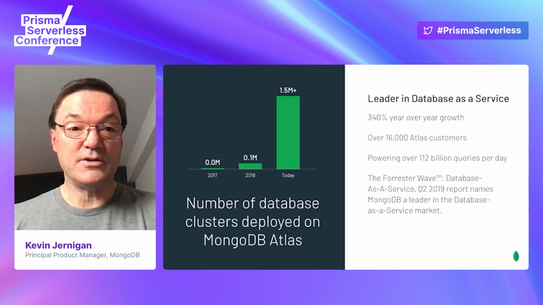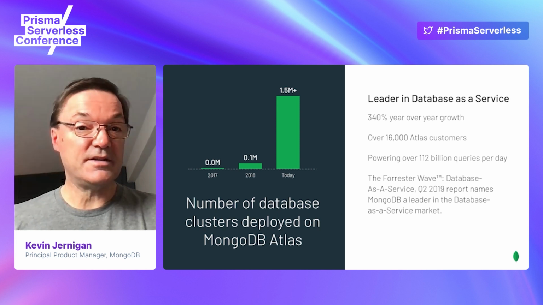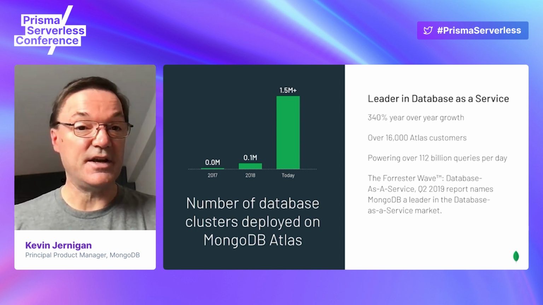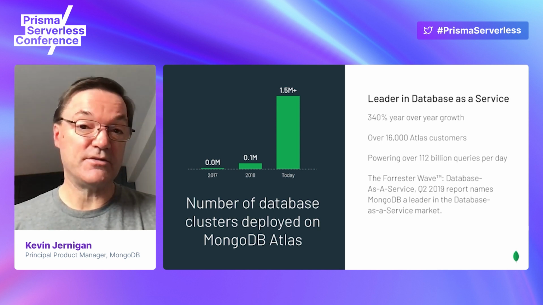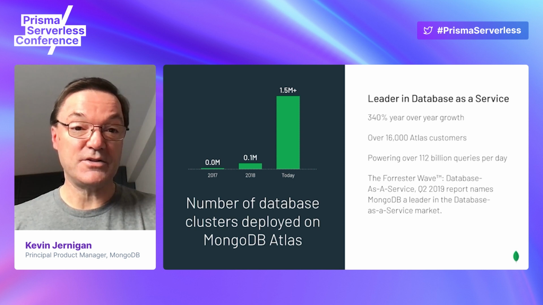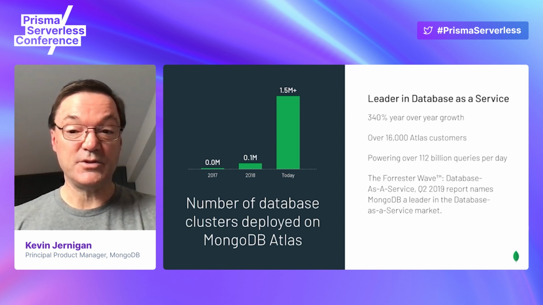MongoDB launched Atlas a little more than 5 years ago, and in that time, customer usage has grown 340% year over year, with more than 1.5 million database clusters deployed on MongoDB Atlas as of today. This has led Forrester to name MongoDB as a leader in the database as a service market, putting us in the same category as Amazon, Microsoft, Oracle, and Google. The key difference is that we're in the leader category because of one product, MongoDB Atlas, whereas the other leaders are there because of multiple databases.